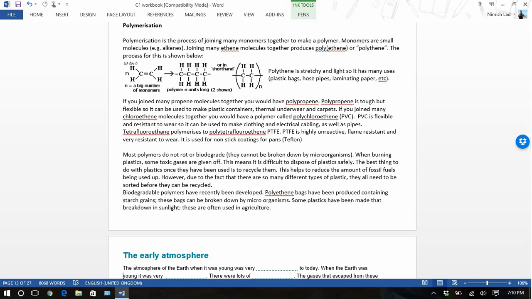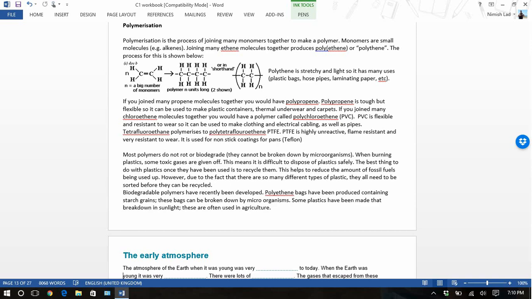The best thing to do with plastics is to recycle them, and use less. This is why we have the carrier bag charge now in the UK. Using less of them means that we won't get so much landfill. This reduces the amount of fossil fuels being used up. However, due to the fact that there are so many different types of plastic, they all need to be sorted before they can be recycled, and that's an expensive process.